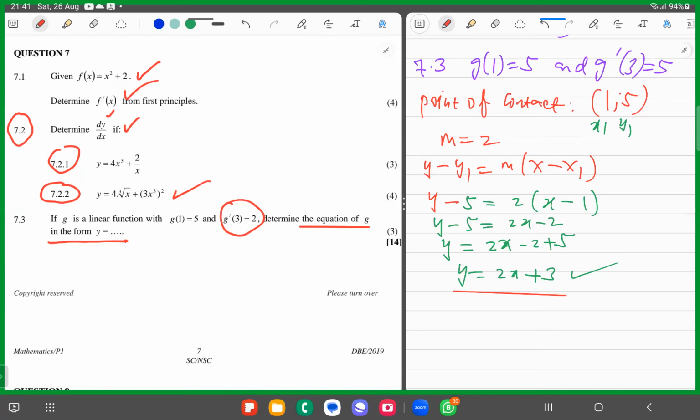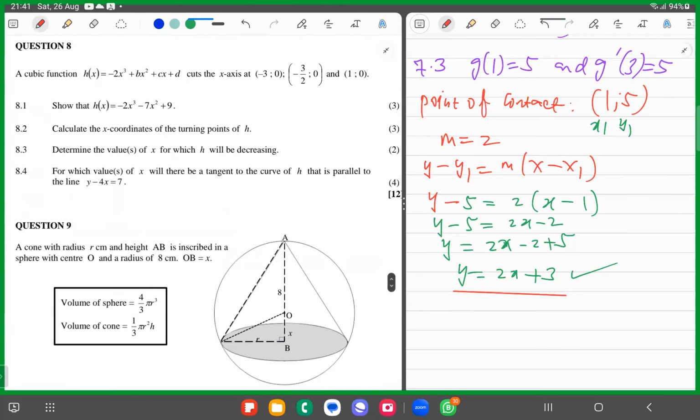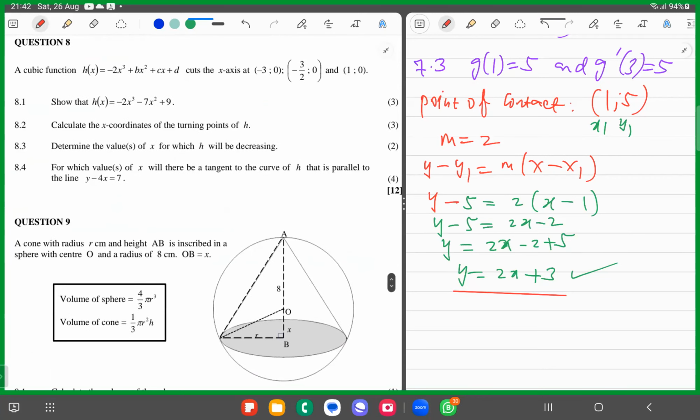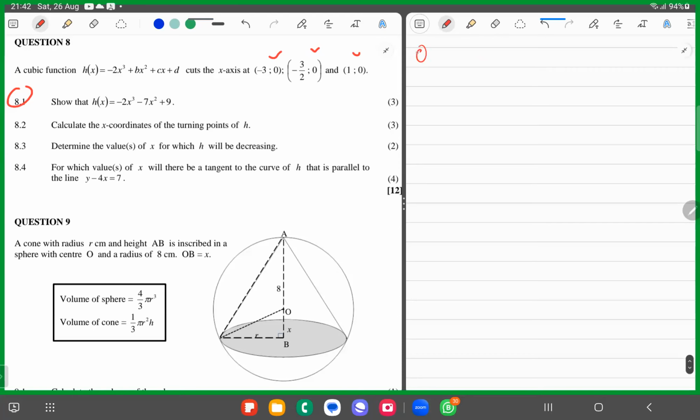Now we look at the next question. The next question is about the cubic function, this one. H cuts the x-axis at -3, 0 and the other points. Show that H is given by that one. Let's look at this one carefully. Question 8 now. Right, so we are looking at the solution to question 8.1.